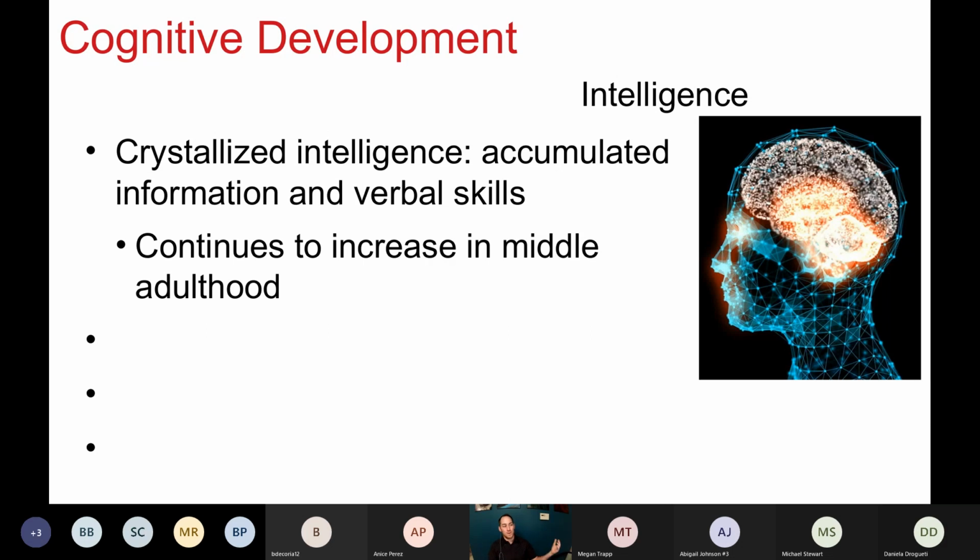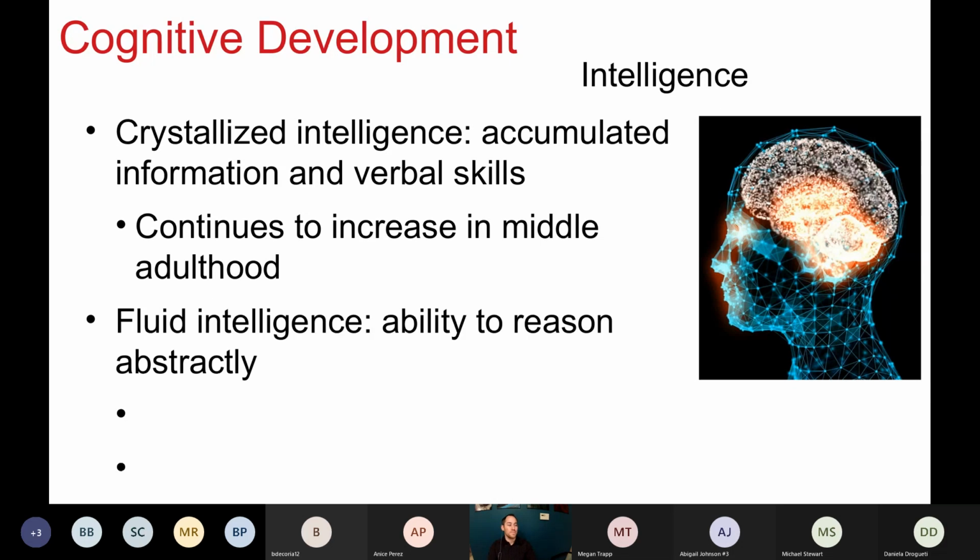And this continues to increase in middle adulthood. As you learn more, as you build more skills, that is adding to your crystallized intelligence. So someone in middle adulthood probably is going to rank higher on, say, a scale of crystallized intelligence than someone in early adulthood. Fluid intelligence is a little bit different.